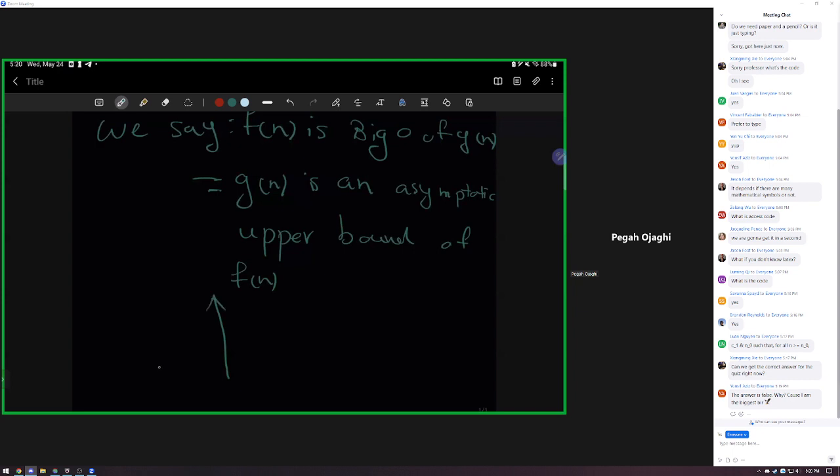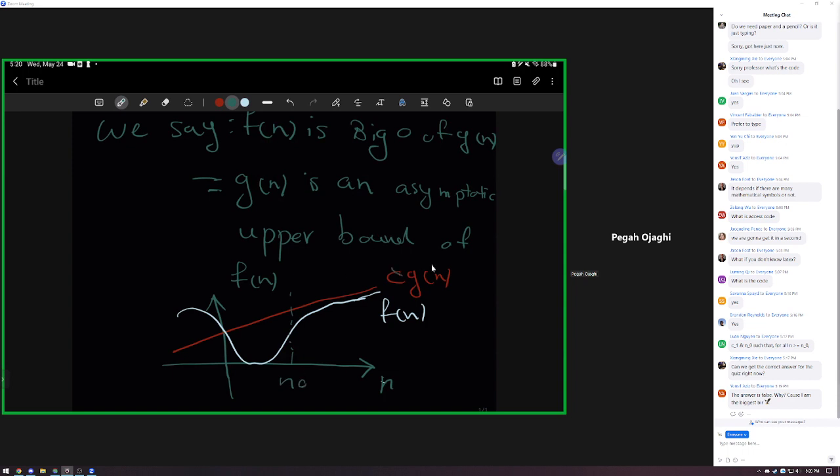Okay, let's see. If I want to show this one, how do I show this? Let's consider this line, for example, c of g of n. Then this is going to be f of n. This is going to be like n. And as you can see here, from this point onwards, for example, this is n naught. So c of g of n is going to be an upper bound for f of n. Does it make sense?